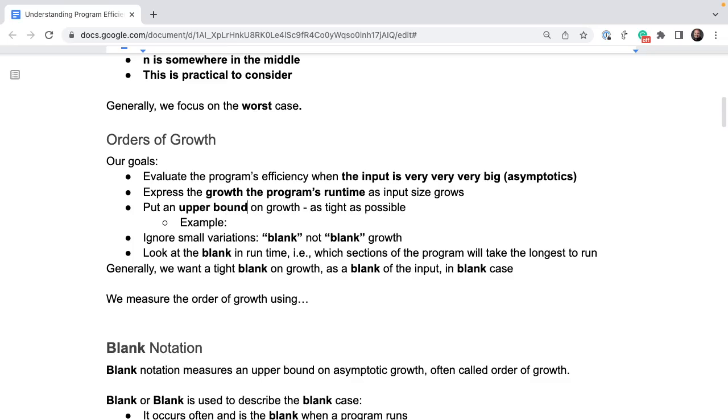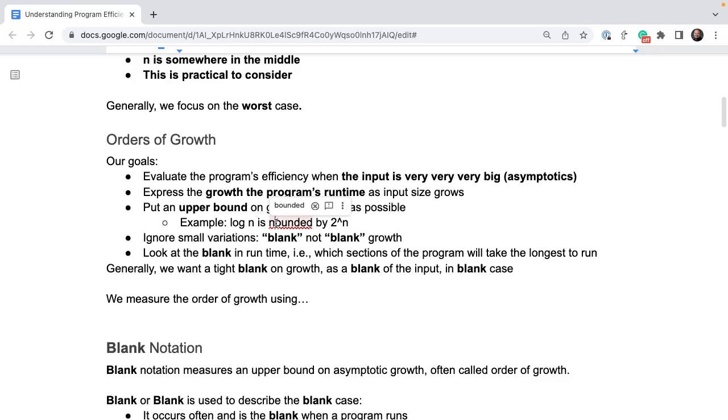So again, this might throw you back to an analysis course for those of you who have had some analysis, and I think that's where you're starting to get to in Calc 2. But we're actually trying to put an upper bound on growth, and we're trying to do that as tight as possible. So what do I mean by that? Let's just say log of n is bounded by 2 to the n.